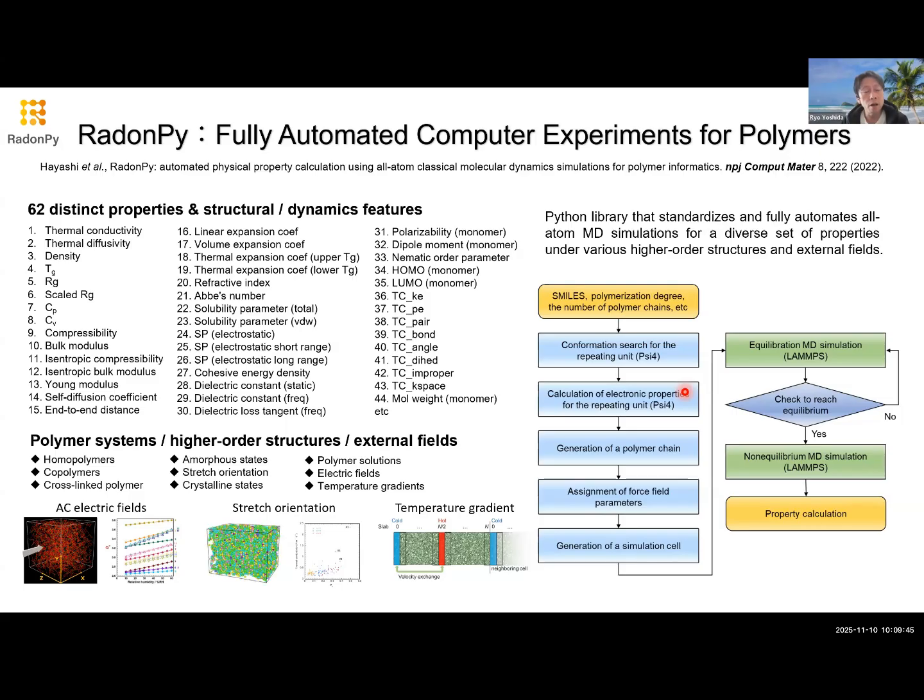And the latest version of our software, which has already been released through GitHub, implements the automated evaluation workflow for 62 distinct property, structural and dynamic features as illustrated here. And for a wide variety of polymer systems, such as homopolymer, copolymer, and cross-linked polymer in amorphous state, uni-axial stretch orientation and crystallized state, with a wide variety of external fields, such as temperature gradient and applied AC electric field and so on. Okay. This is our software.